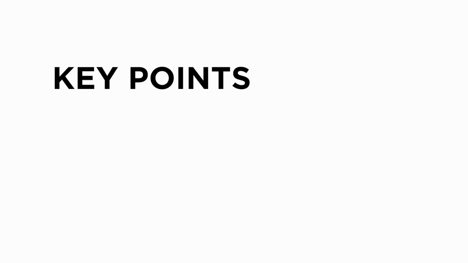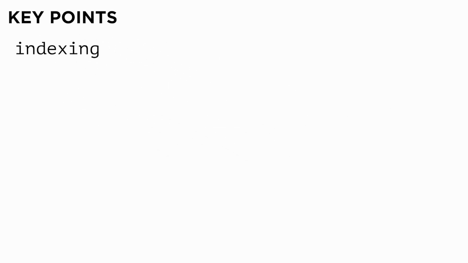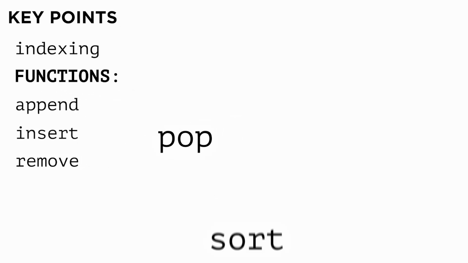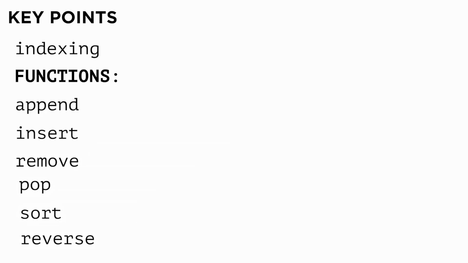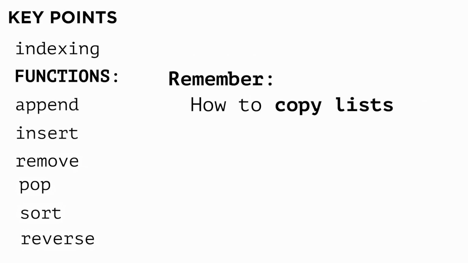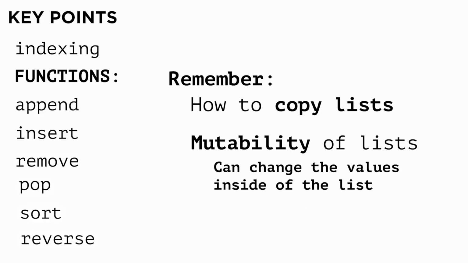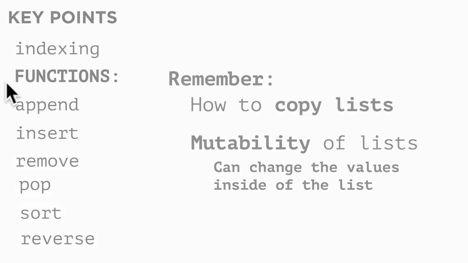So those are many of our list basics. We talked about indexing, we talked about various functions, including append, insert, remove, pop, sort, and reverse. And we just talked a little bit more about how to copy lists, and we talked about the mutability of lists, the fact that we can change the values that are actually in them. There is, of course, more to know about lists. There's always more to know, but this gives you a good foundation to start working from, and I'm putting together these different tools for you so that pretty soon, with a few more tools under our belts, we'll be able to start writing some basic programs.